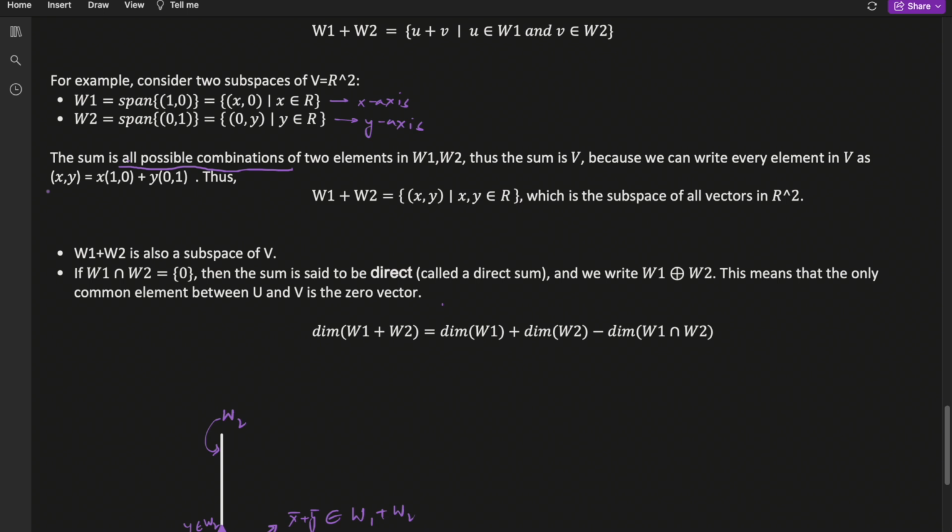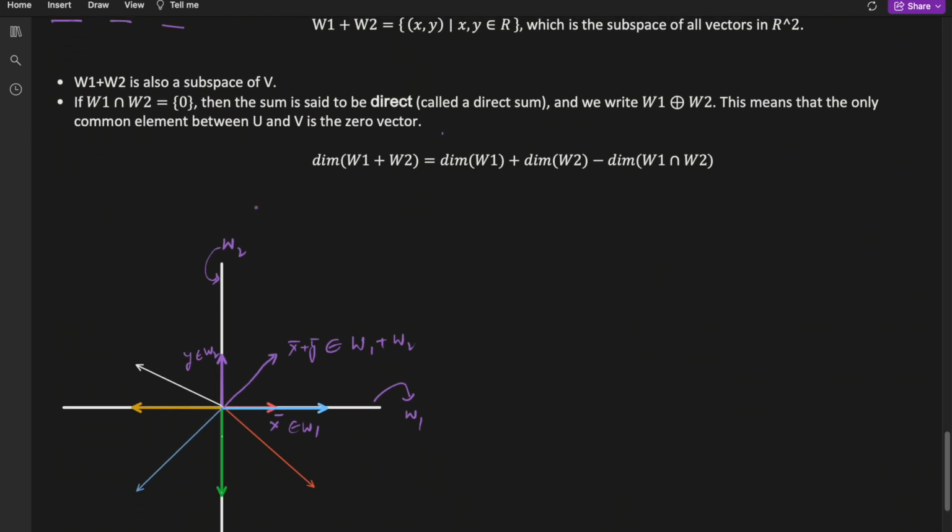So any vector in R2 is of type (x, y), and it is nothing but a linear combination of (1, 0) and (0, 1), and these two vectors belong to W1 and W2, right? So in this case the sum is a subspace. So here W1 plus W2 is a subspace, right? W1 plus W2 is a subspace.